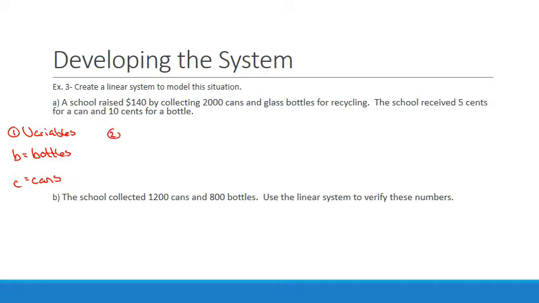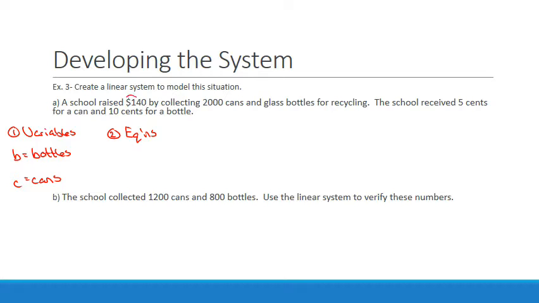Okay. Now step 2, equation. There's going to be more than one. So a school raised $140 by collecting 2,000 cans and glass bottles for recycling. The school received 5 cents for a can and 10 cents for a bottle. Okay.